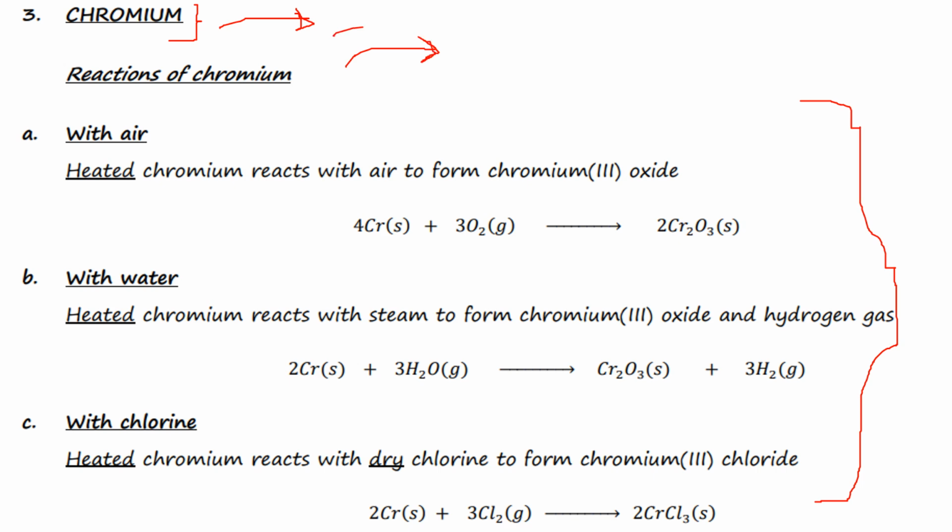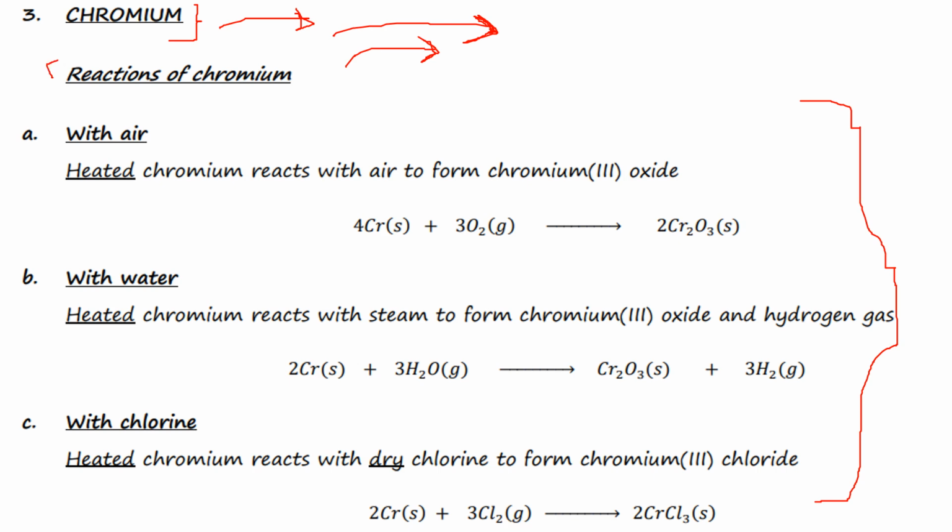Under transition elements, manganese, zinc together with chromium are the most examined elements due to their interesting chemistry or reactions and the variance in oxidation states.